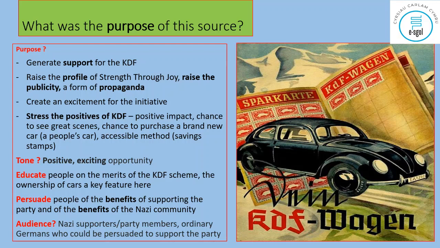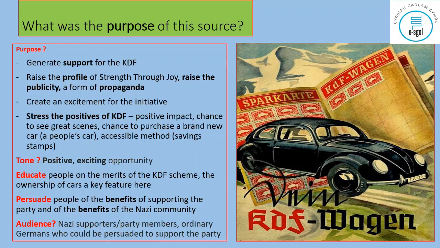Look at the poster again. It's trying to show the positives, isn't it? For example, showing great scenes, the chance to purchase a brand new car, a people's car, as the title says. It's trying to show you that the method is certainly one which is accessible. Saving stamps, what could be easier in terms of how to create money and save up for a car?